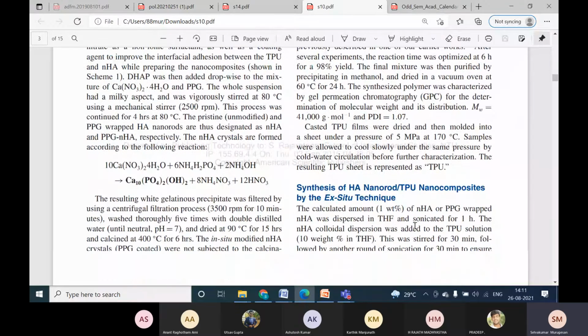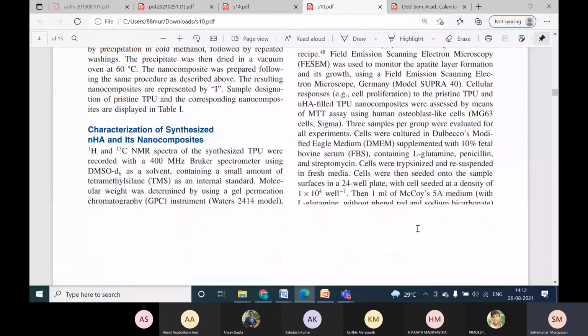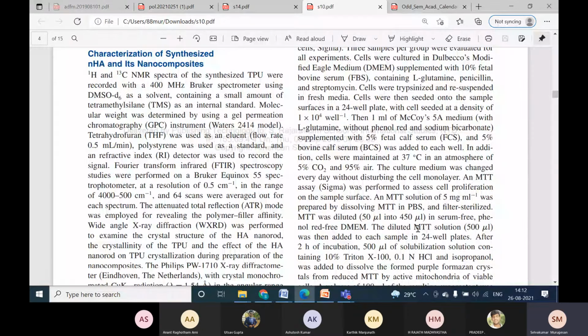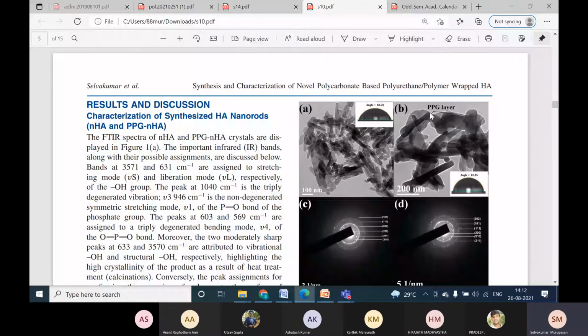Okay. Now straight away I'll get into the properties. Structure-property relations. Okay. So this is some of the transmission electron microscope images of the prepared nanomaterials.